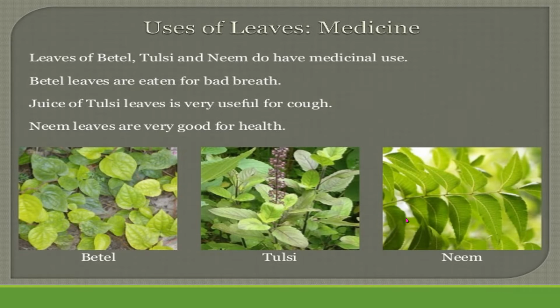Uses of leaves for medicinal purpose. Leaves of betel, tulsi and neem are used as they have medicinal value. Betel leaves are eaten for bad breath. Juice of tulsi leaves is very useful for cough. Neem leaves are very good for health as they remove germs from our blood.